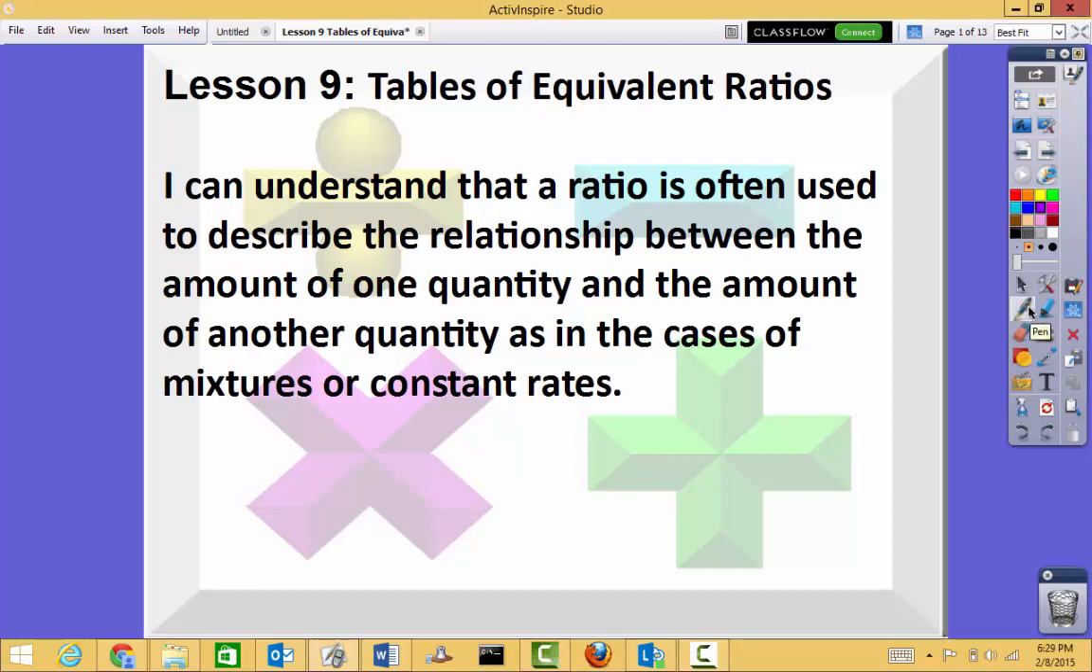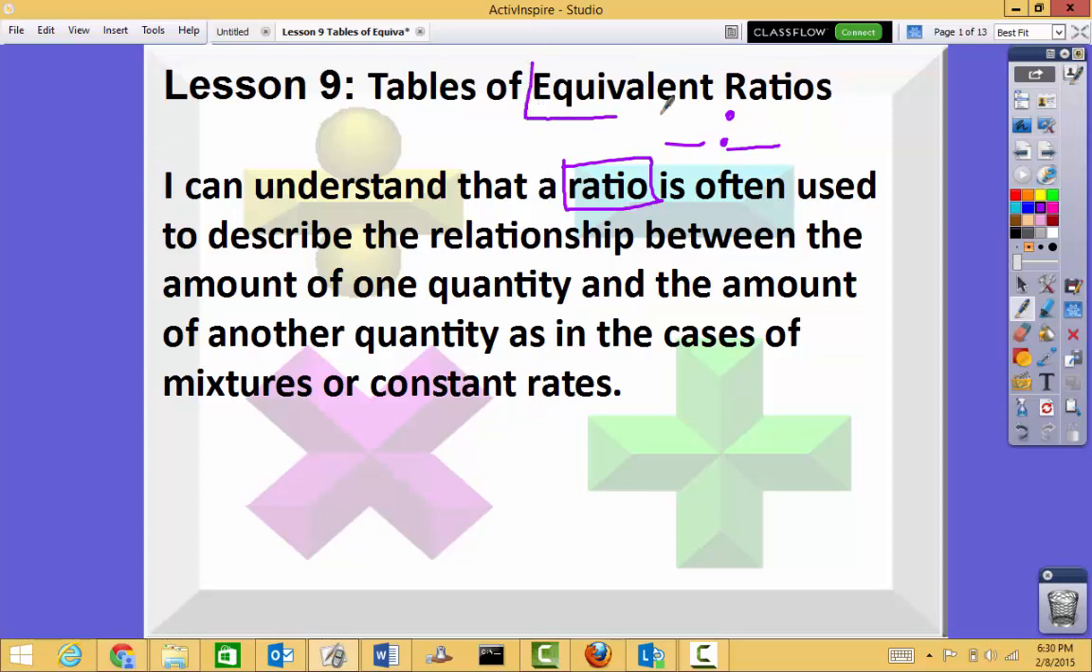So today's lesson is lesson 9. It's tables of equivalent ratios. Our I can statement is I can understand that a ratio is often used to describe the relationship between the amount of one quantity and the amount of another quantity, as in the cases of mixtures or constant rates. So again, we're working with that ratio. We're comparing one thing to another thing.